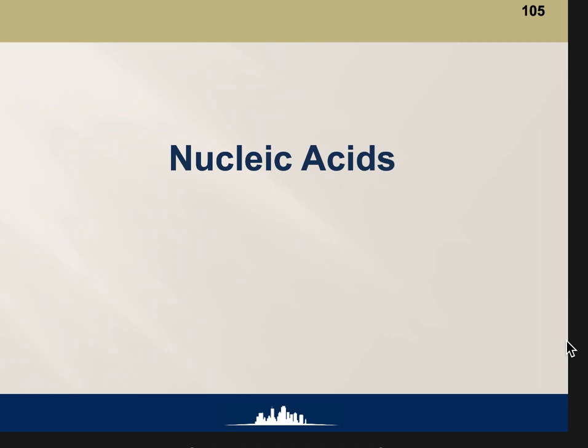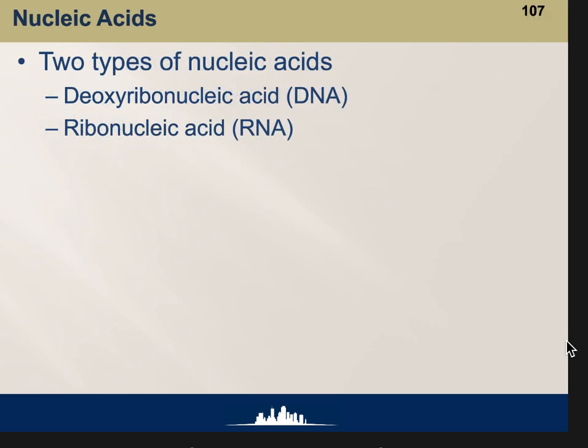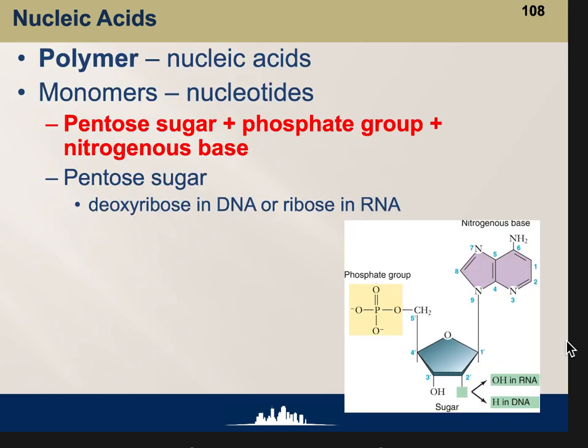So then when we talk about nucleic acids as a final topic, we see that the amino acids we were just talking about from the polypeptide are going to give us this unit of inheritance called a gene. And genes are actually made of DNA, which is a nucleic acid made of monomers called nucleotides. There are two types of nucleic acids: deoxyribonucleic acid and ribonucleic acid, and we're going to talk about both of them.